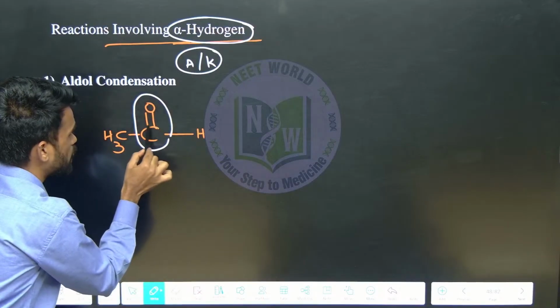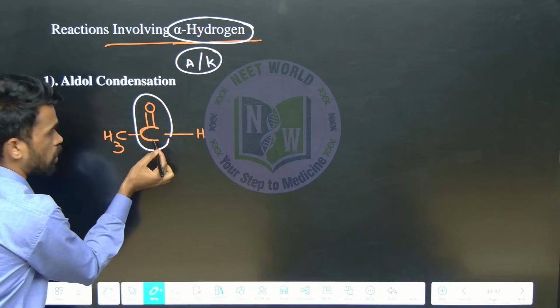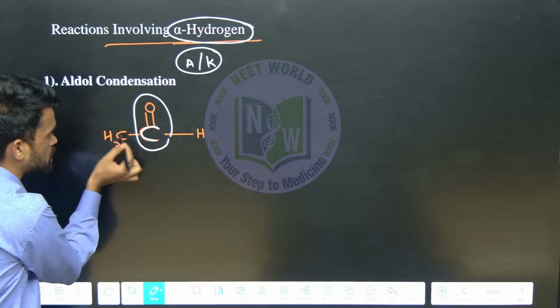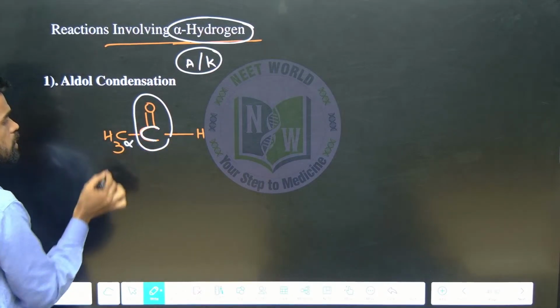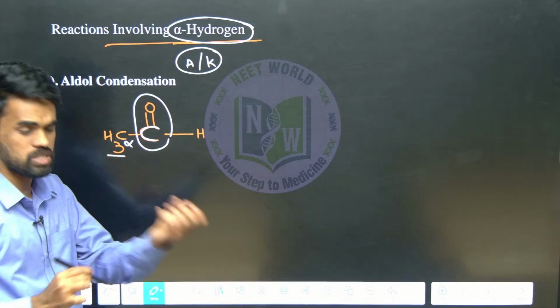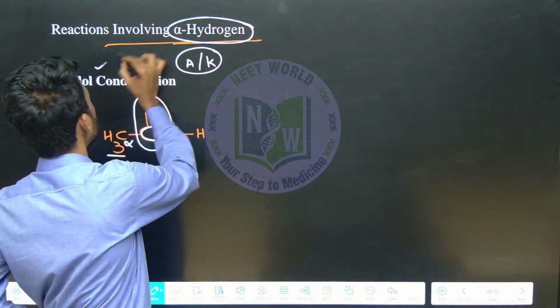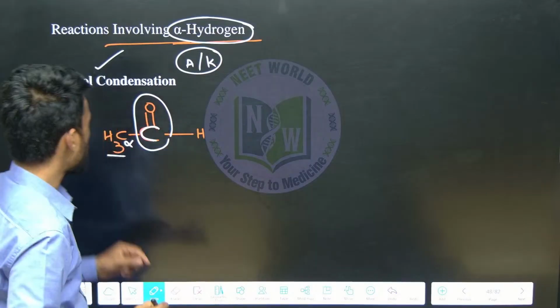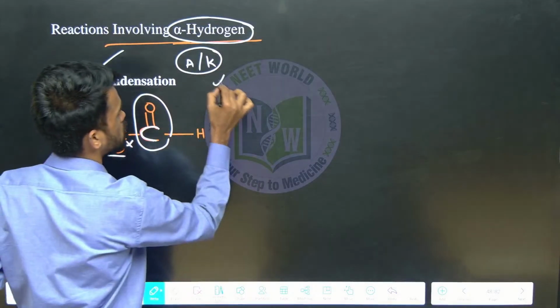See, the carbonyl group is there now. The carbon adjacent to this carbonyl group carbon is called the alpha carbon, and its hydrogens are alpha hydrogens. So these alpha hydrogens should be present in order to show this aldol condensation.